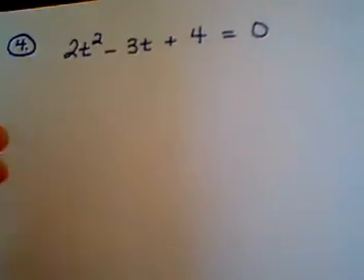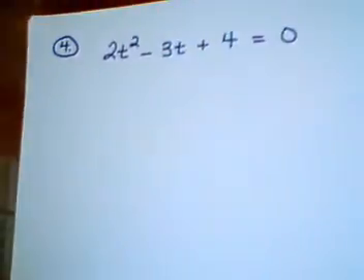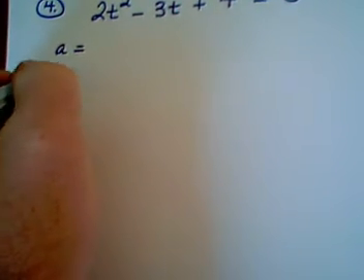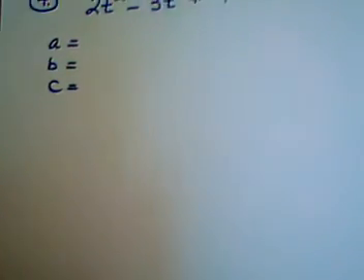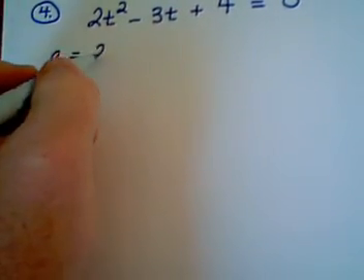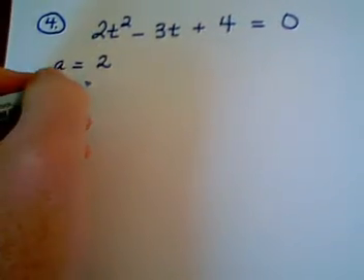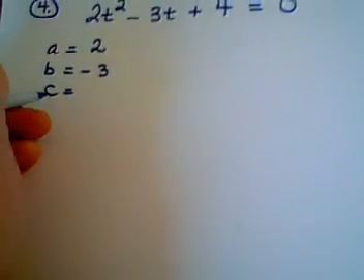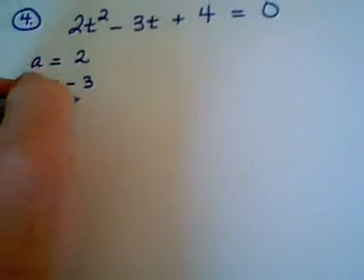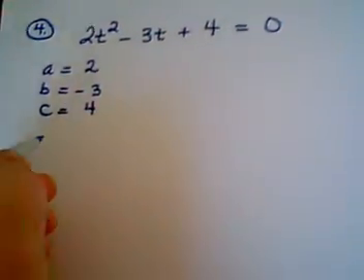Now let's write down our little legend. What I mean by the legend is, before I go to the formula, I need to know the values for a, b, and c. I find a as my lead coefficient, which in this case is 2. B is my middle term's coefficient, which is -3. And C is called C because it's the constant term, which is 4. And I now go to my formula.